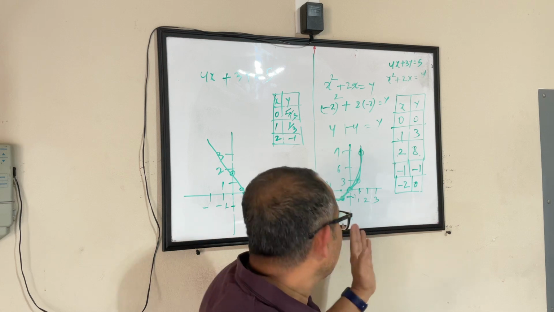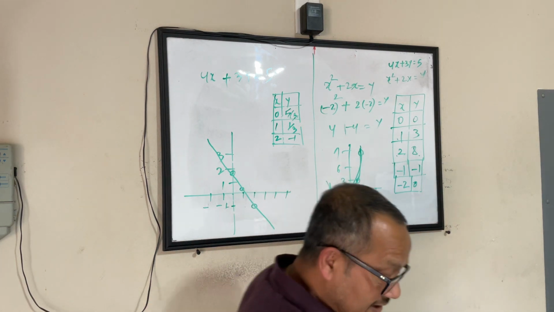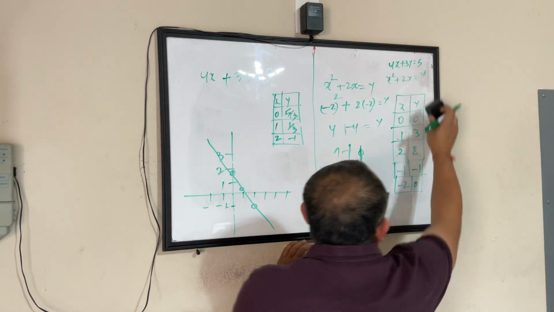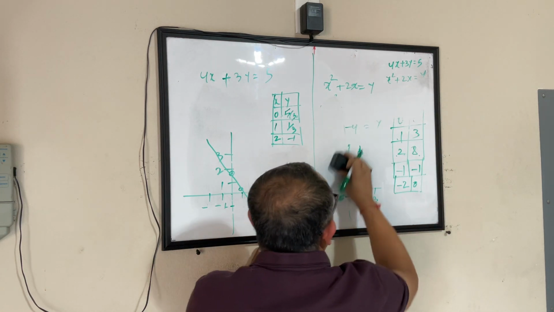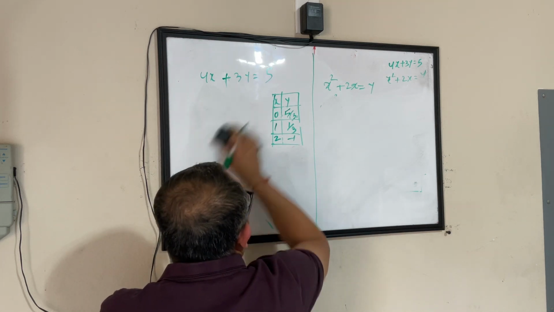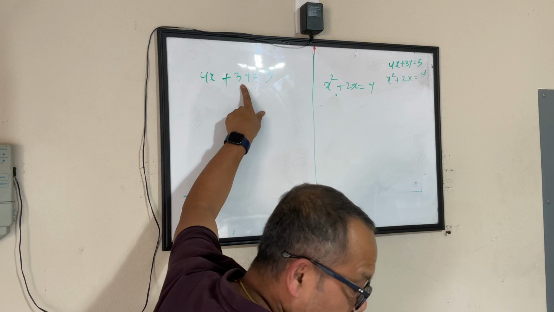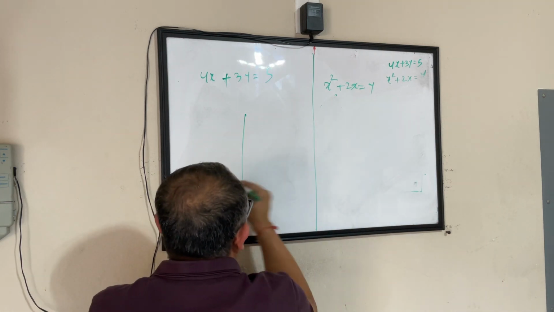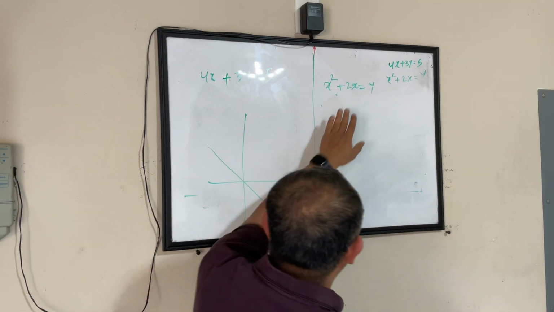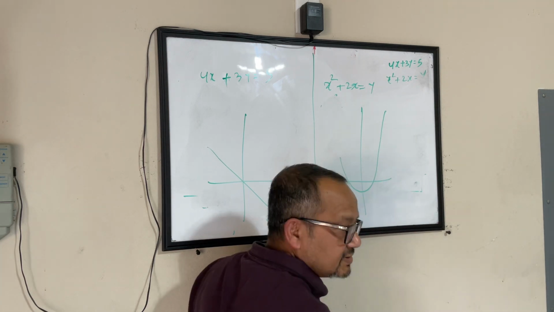So, now what you are seeing here is when you had this situation, it was making a straight line. When you had this situation, it was making something like this.